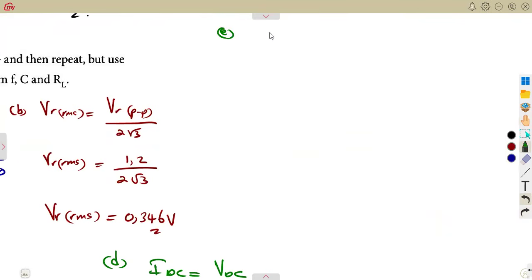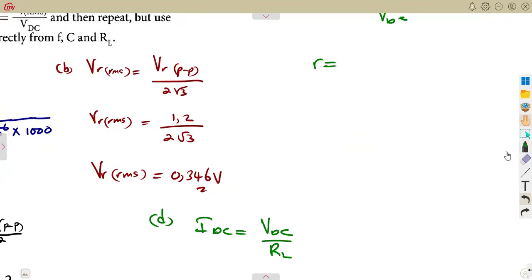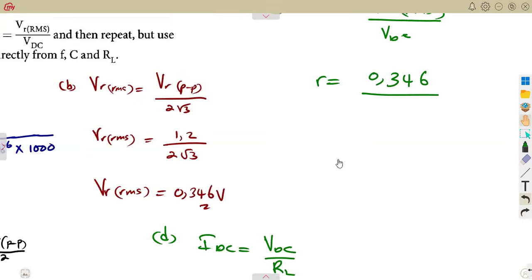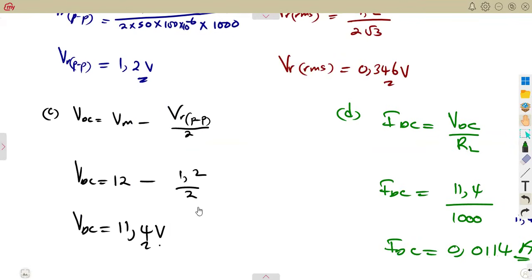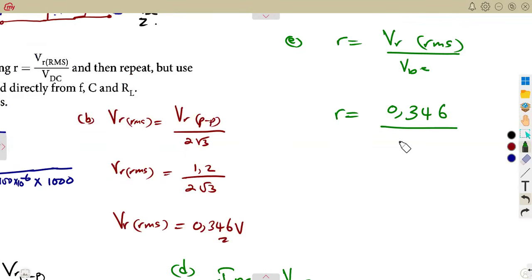So according to this formula, the ripple factor is given by the ripple RMS voltage over the average DC. We have everything in that case. The ripple RMS we calculated was 0.346, divided by the DC. Remember, our DC in this case was 11.4. So we're going to divide by 11.4, and that gives us the value of r, which is 0.030.